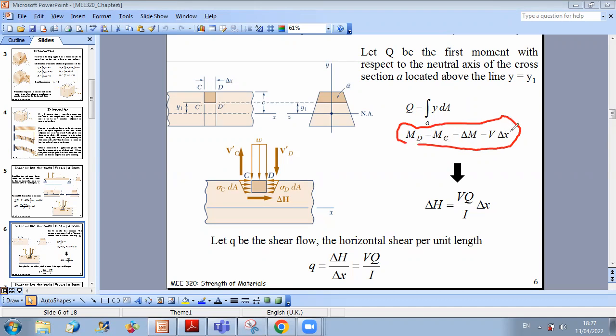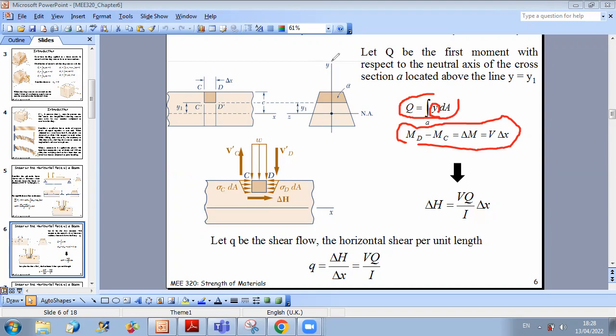Because we consider delta x very small, we can say that delta M is V times delta x. Now, what about the integral of y dA? The integral of y dA represents what we call the first moment, with respect to the neutral axis of the cross section, and it can be replaced by y star of the section we are considering times the area, where y star is the centroid of the area we consider.